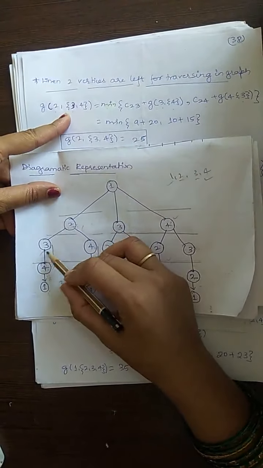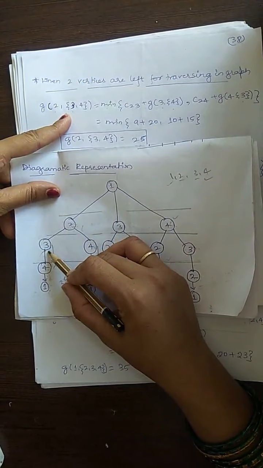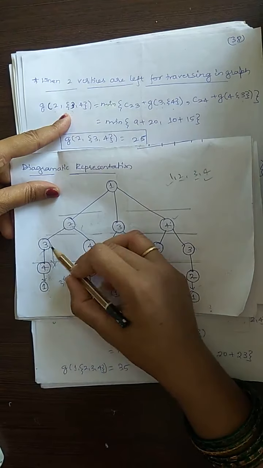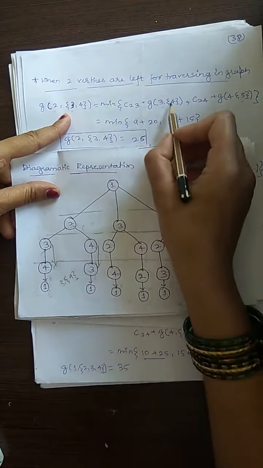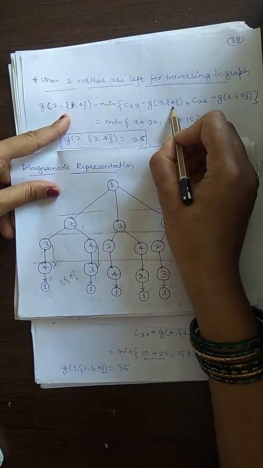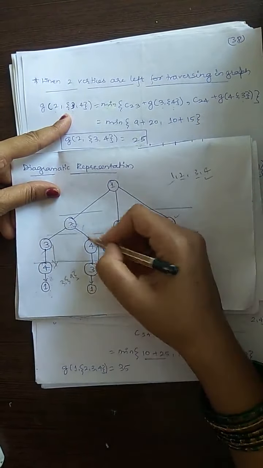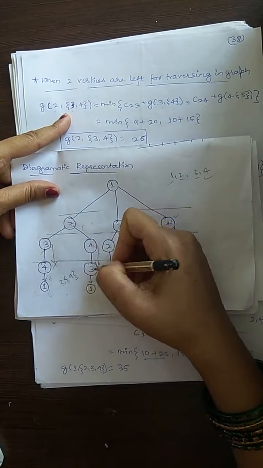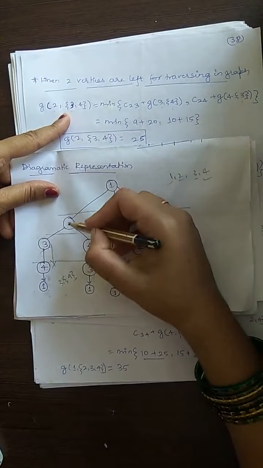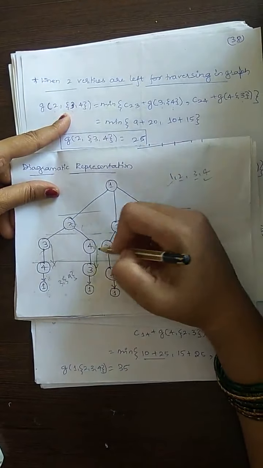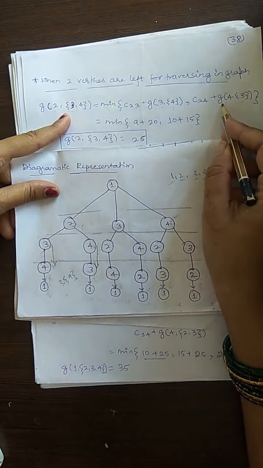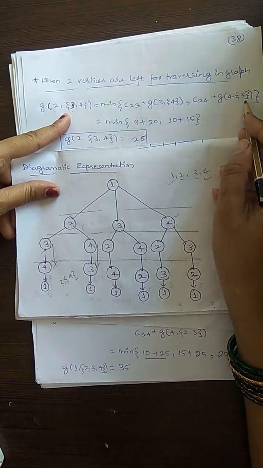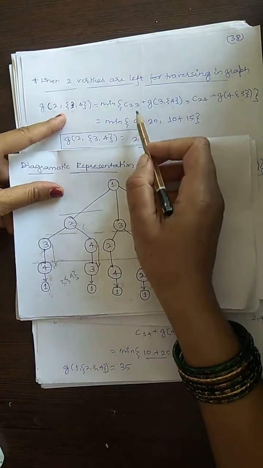Minimum of 2 to 3, so from minimum of 2 to 3 plus 3 to remaining. 3 to remaining means 4 is remaining here. So from 3 to remaining 4. Okay, this is for this part. How about this part? From 2 to 4, from 4 to 3 here. So cost of 2 to 4 plus G of 4 comma remaining 3 here. Okay, so now from 2 to 3.